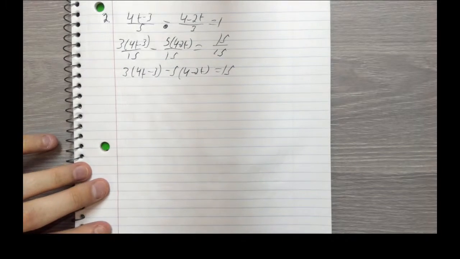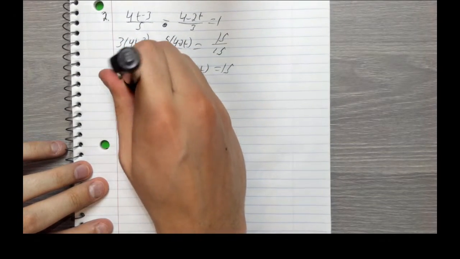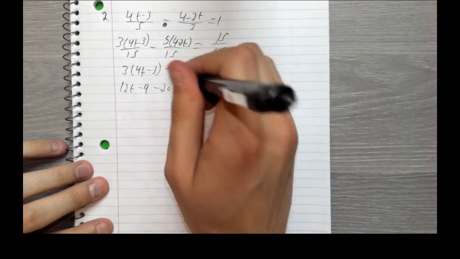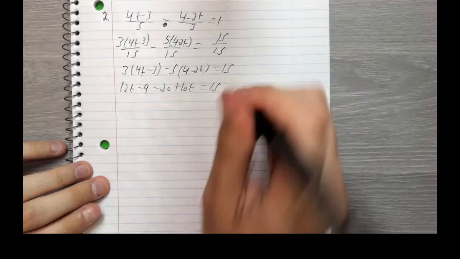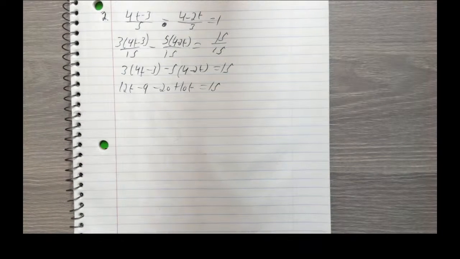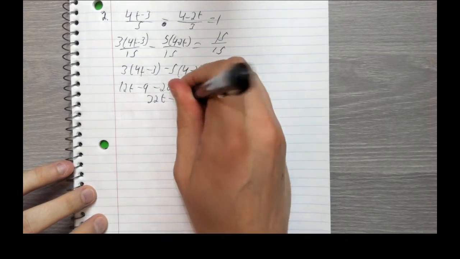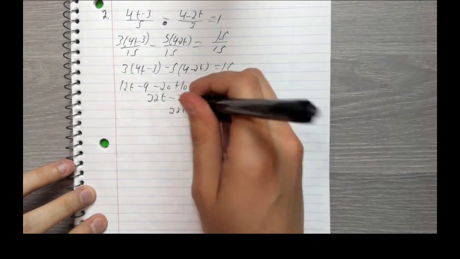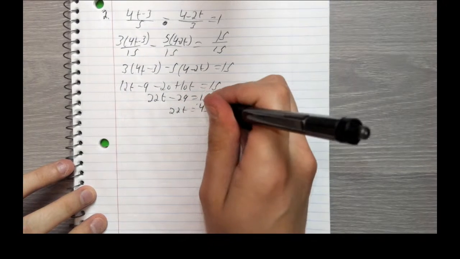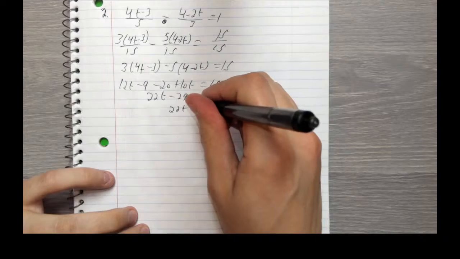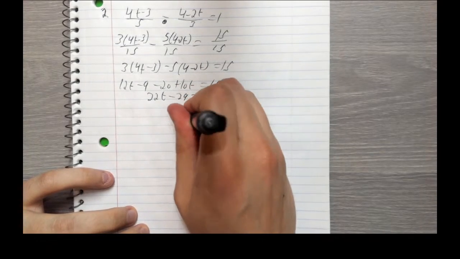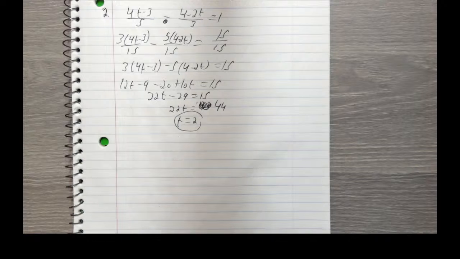All right, now I'm going to distribute and then solve. So I distribute the 3: 3 times 4 is 12t minus 9. Remember, for this negative, that's a negative 5, so you have to distribute negative 5 to 4 and negative 2t: minus 20 plus 10t equals 15. Then combine like terms: 22t, and negative 9 minus 20 is negative 29, equals 15. Add 29 and you get 44. 44 divided by 22, t equals 2. And that's it. That is your answer for 2. So go ahead, Jaden, let me know how that was for you.